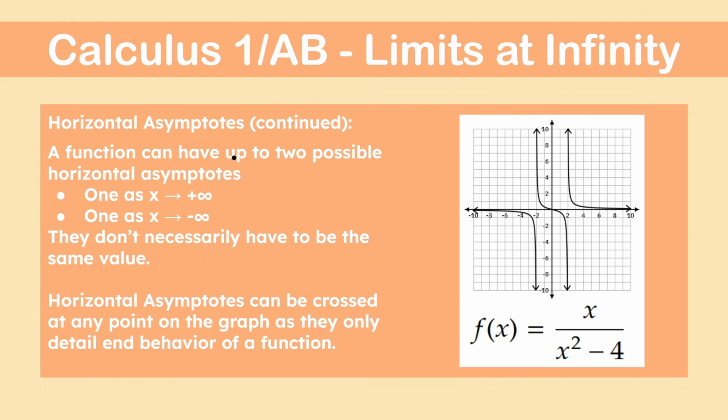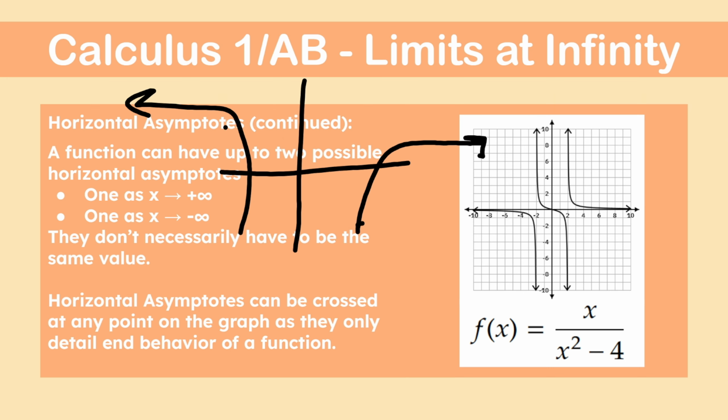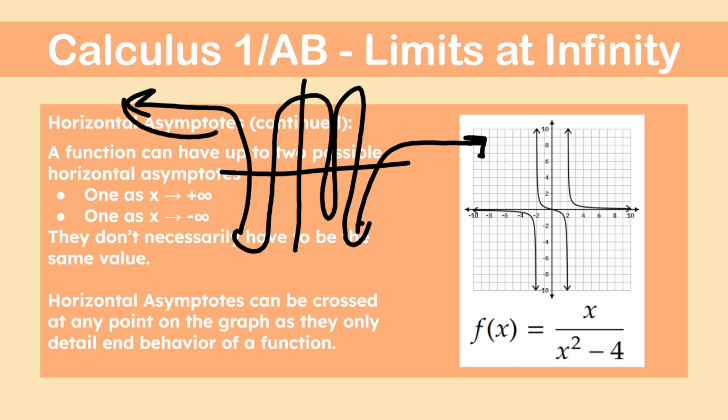A function can have up to 2 possible horizontal asymptotes, one from the left and one from the right. One is as x approaches positive infinity and one is as x approaches negative infinity. They don't necessarily have to be the same value. Horizontal asymptotes can be crossed at any point on the graph, as they only detail the end behavior of a function. So although a function may approach y equals 3 over here and y equals 4 over here, it can still cross the lines. It's just that these are the values that the function approaches as x becomes really big.